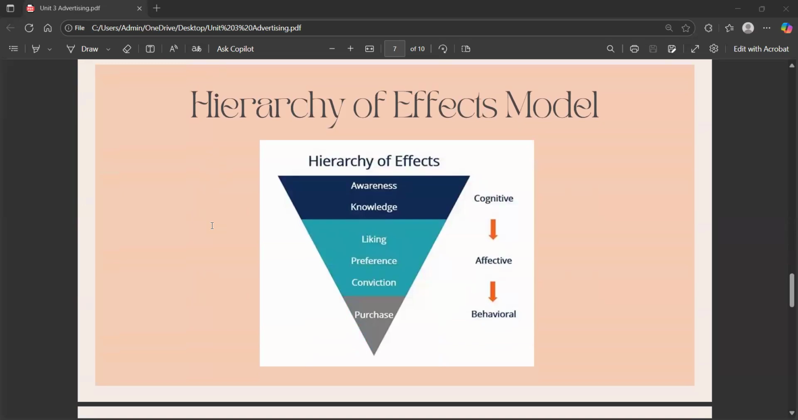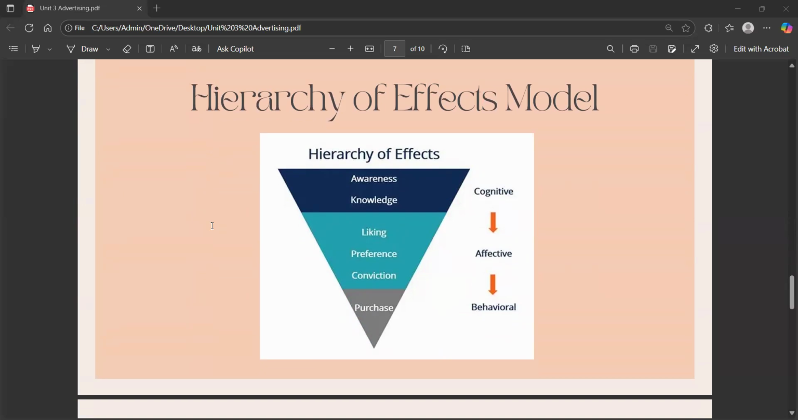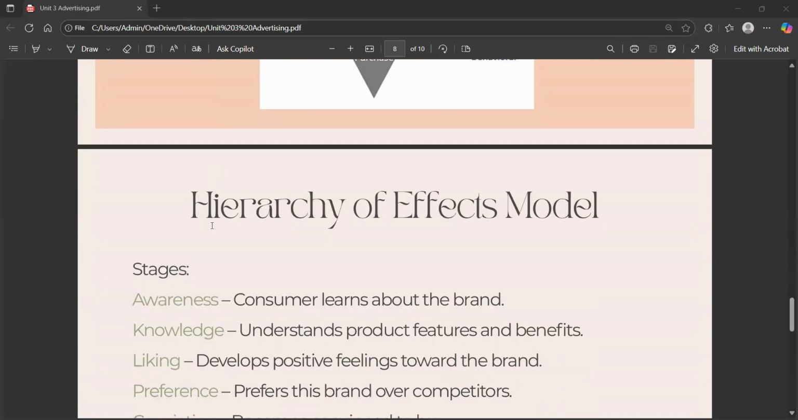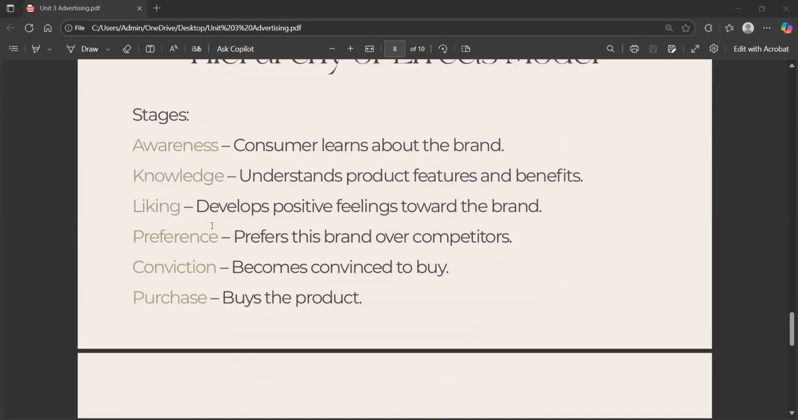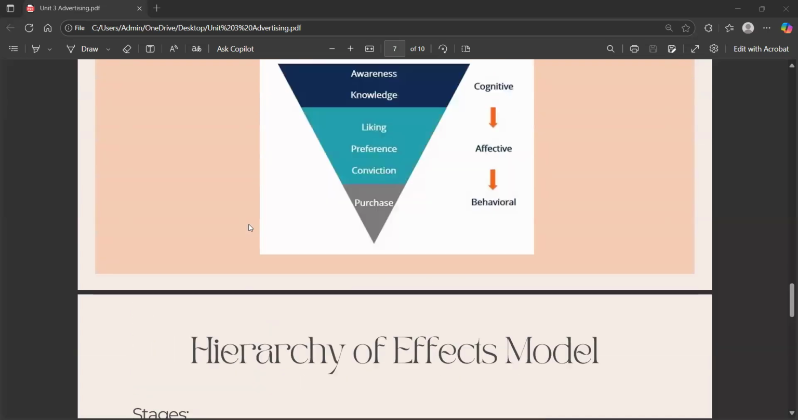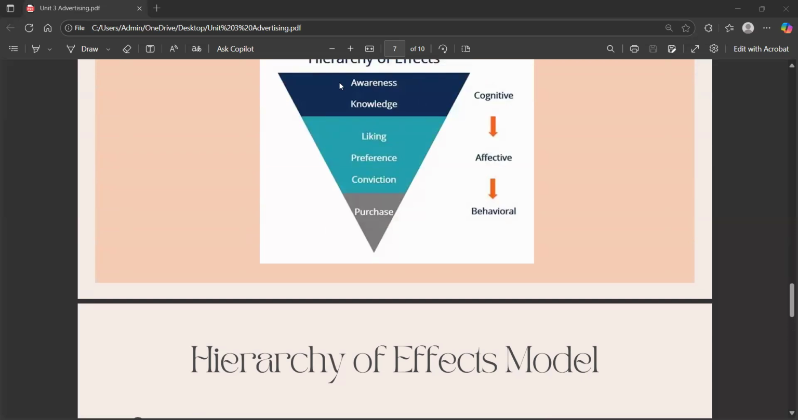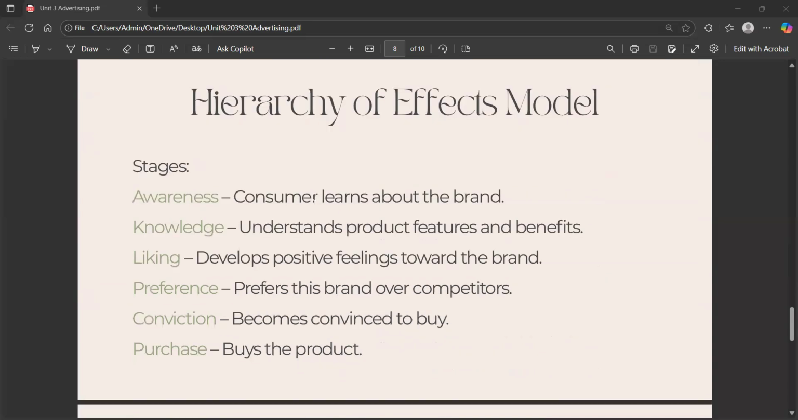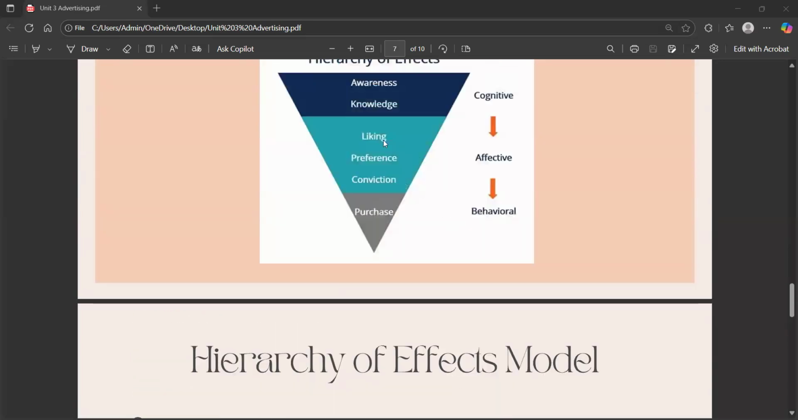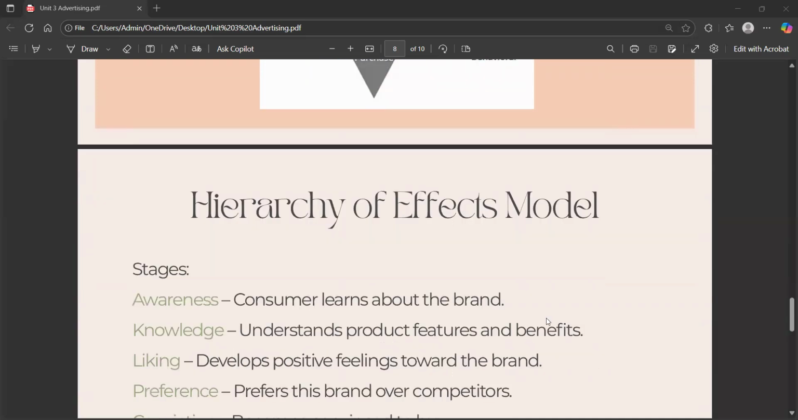Now the hierarchy of effects model. The hierarchy of effects model is divided into six stages, which are awareness, knowledge, liking, preferences, conviction, and purchase. So we will see one by one of these stages. First is awareness, which is the first stage, or you can say the bottom in this upside down triangle. The first stage is awareness. That means consumers learn about the brand. So in the triangle funnel, the first stage is awareness, in which consumers learn about the brand.